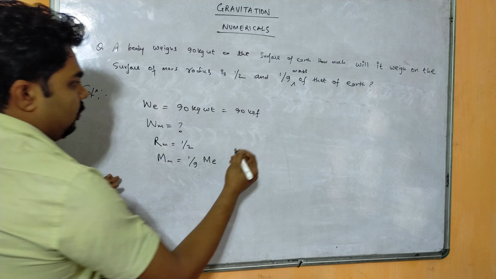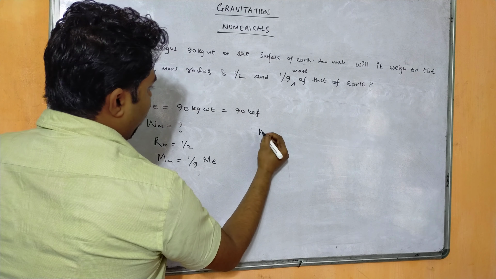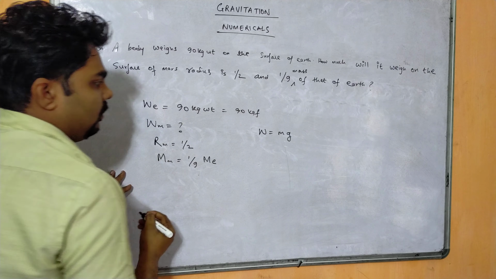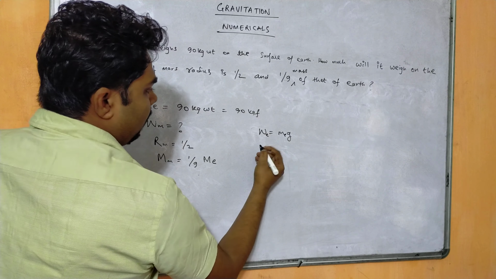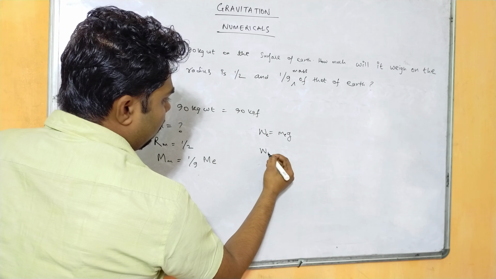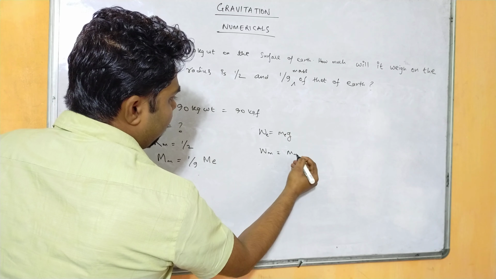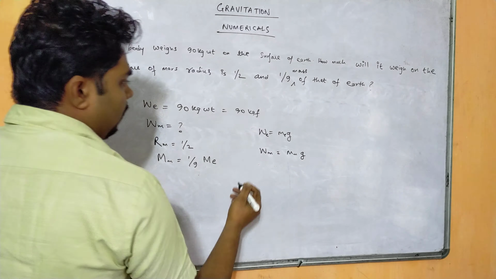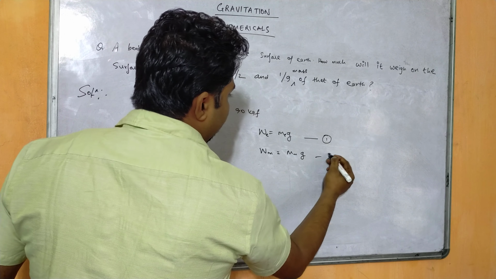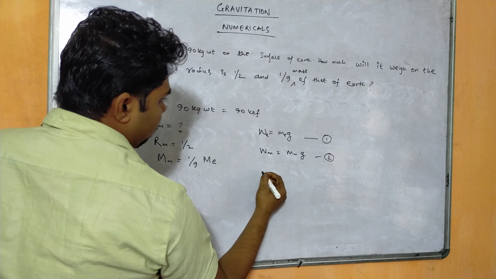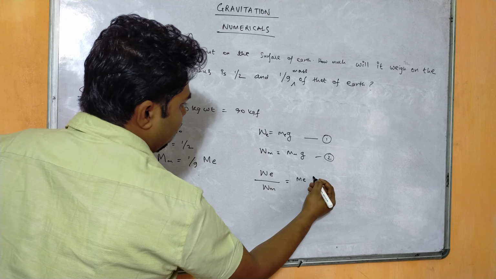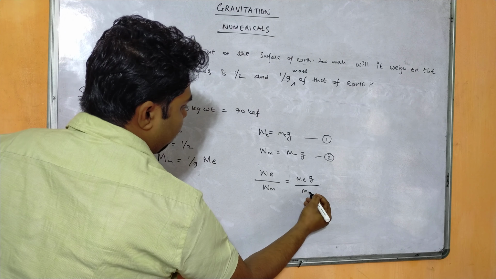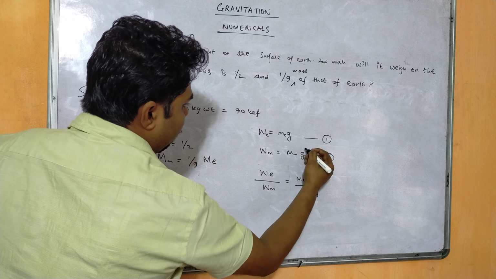Okay, so we know the formula, weight equals mg. When I say weight on Earth, that means We equals me g, and Wm equals mm into g. Now if I take this equation as 1 and this equation as 2, We by Wm equals me into g by mm into g. This acceleration due to gravity will also change, so I mention it here as g dash.